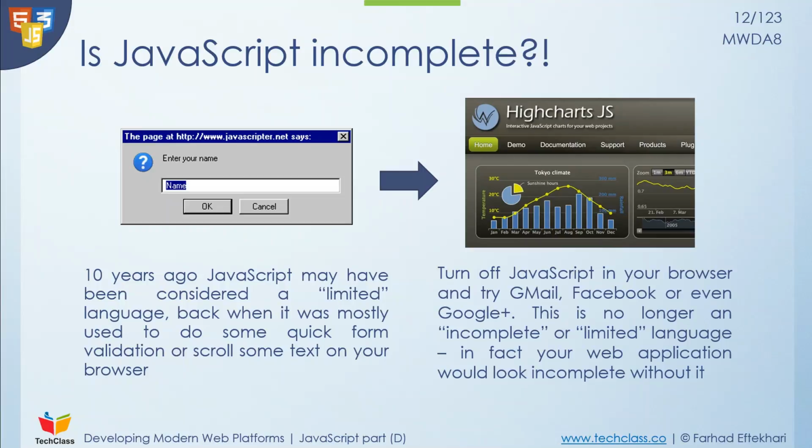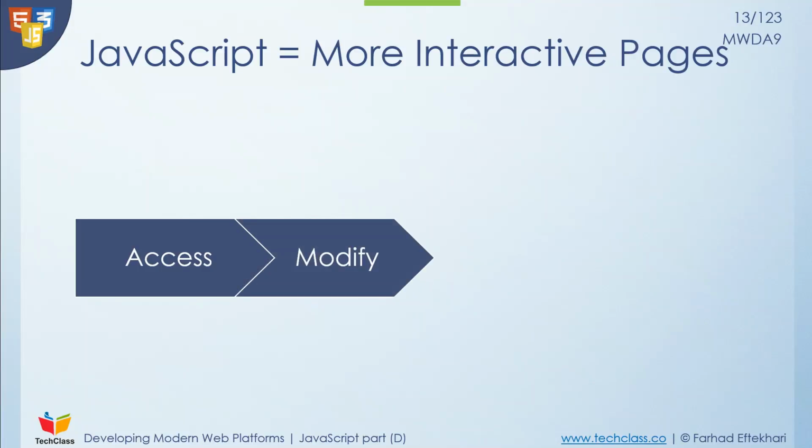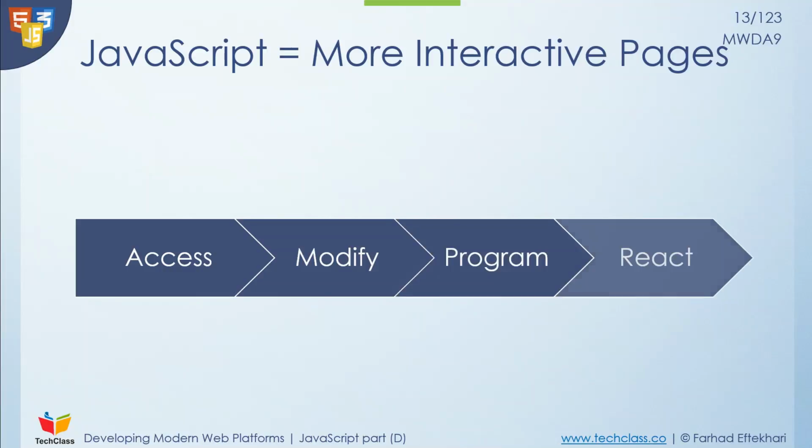All these fancy applications that you see in Facebook, Gmail, wherever, definitely use some sort of JavaScript language or frameworks in order to create such fancy and great-looking applications for users. So by using JavaScript, you make sure you are having more interactive pages. First of all, you need to access elements, you need to modify them, program them, and then they will react. So this is a very brief overview of the steps of applying JavaScript in your web pages.